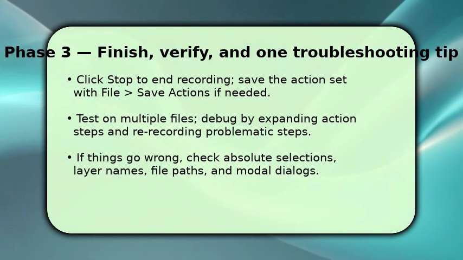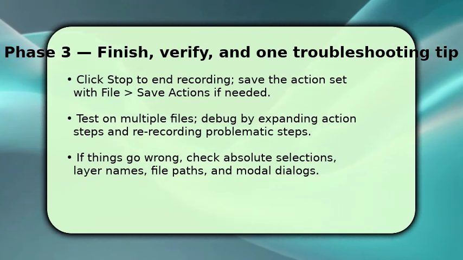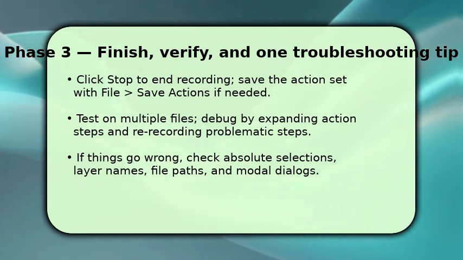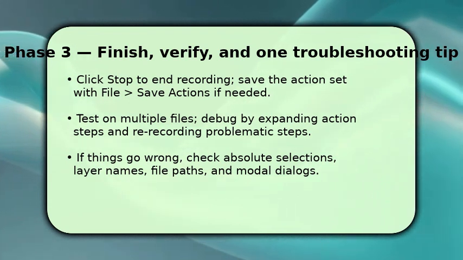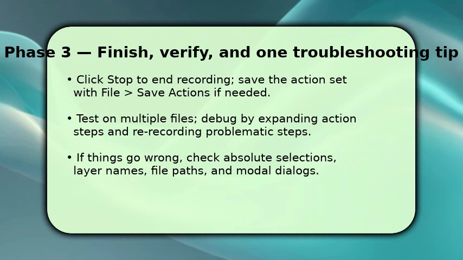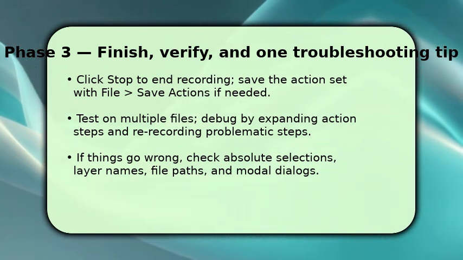Finish by clicking Stop. You now have a reusable action. Test playback on several images to ensure robustness. Differences in image size or layer names often break actions. If something fails, open the Actions panel, step through the recorded commands, and re-record only the problematic portion.